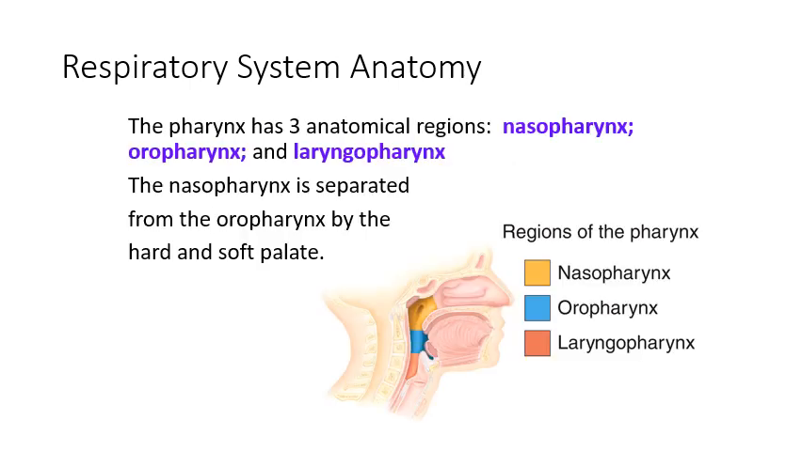Right, so looking at the pharynx itself, we can divide it into three different sections. So the most superior section there is the nasopharynx. So the nasopharynx we find at the back of the nasal cavity. The middle section is the oropharynx. The oropharynx we find at the back of the oral cavity. And then the last part, the most inferior part, is the laryngopharynx, and that's the one that's leading directly into the larynx.